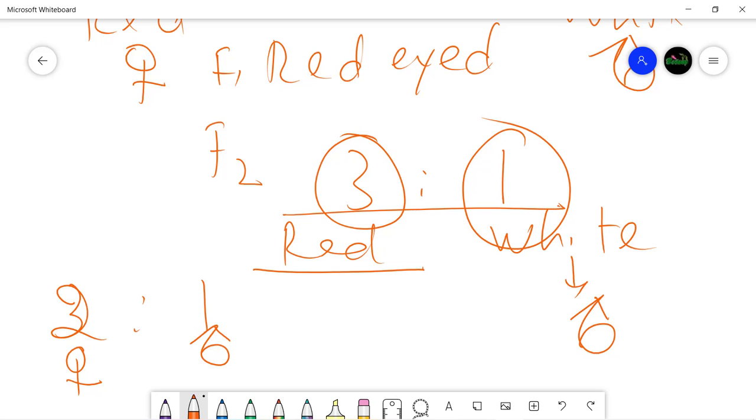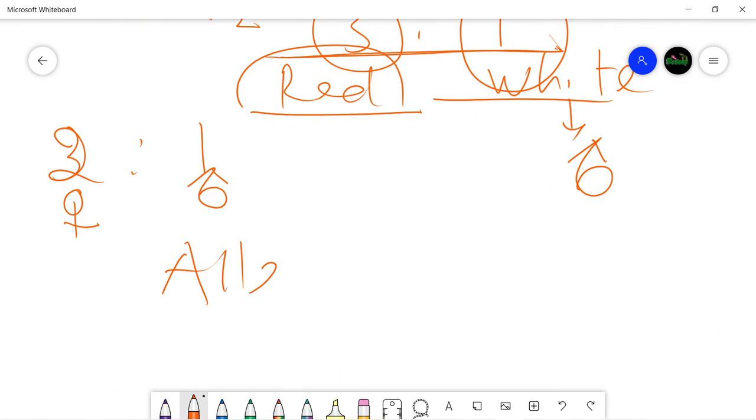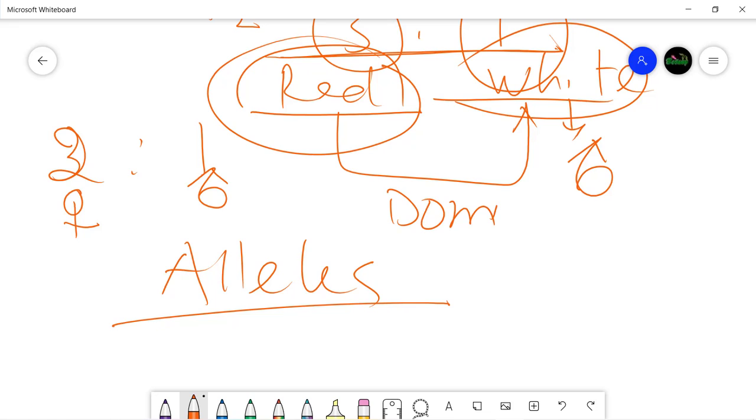So what this 3:1 result showed is that these two alleles, or genes, red and white eye, are simple alleles, in which the red color allele is dominant over white eye. The allele of the white-eyed trait is recessive to the red-eyed. So the red was dominant over white-eyed.